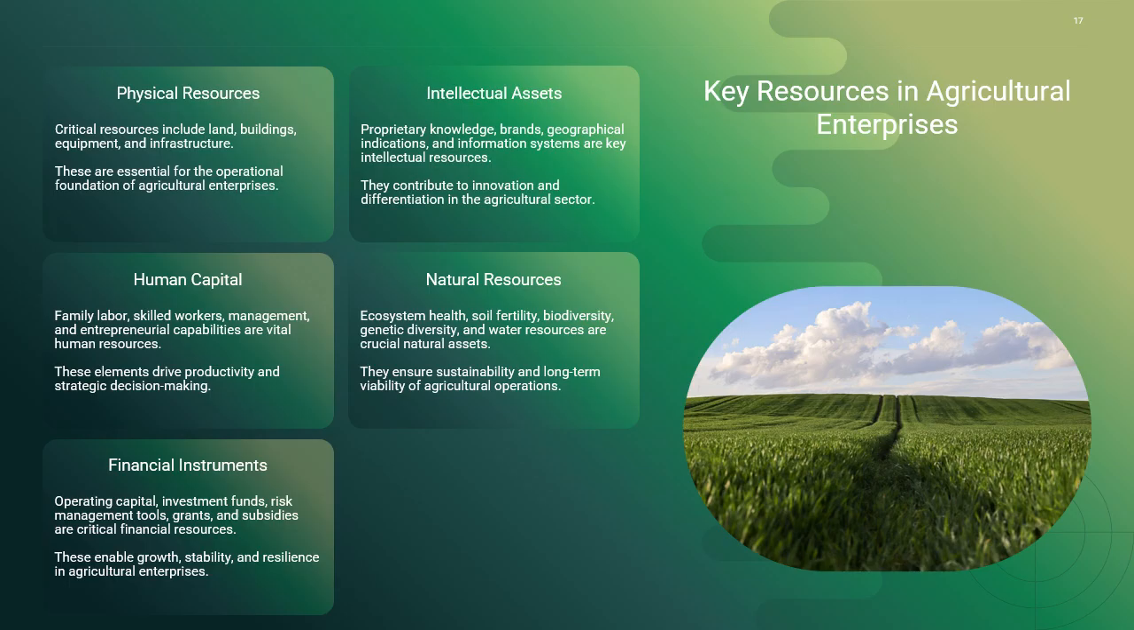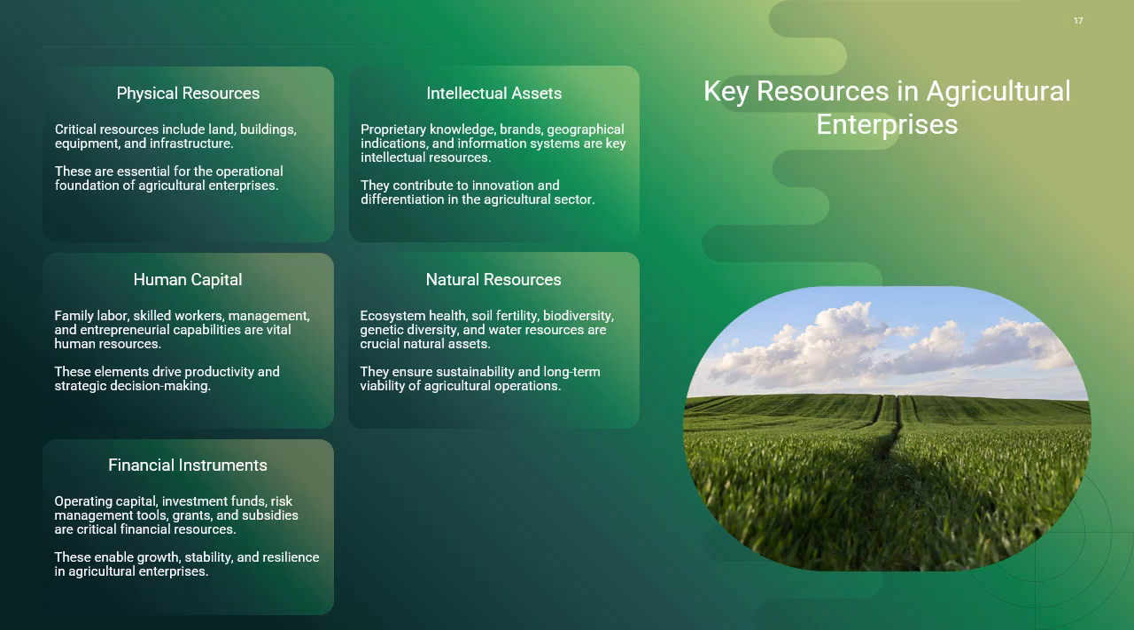Human capital includes family labor and intergenerational knowledge, skilled workers, management capabilities, and entrepreneurial capacities. These elements drive productivity and strategic decision making. Family operations often benefit from embedded experience passed through generations, while skilled workers provide specialized capabilities for quality critical operations.